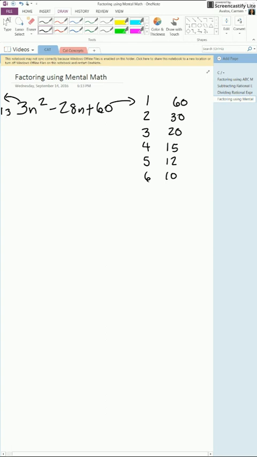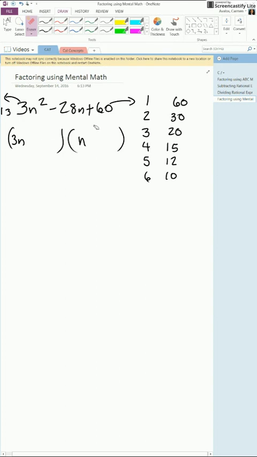Because 3 has only those factors, I know that one of them has to be 3n and the other one has to be n. When I distribute at the end, that 3n is multiplied times this n, which is going to give me the 3n squared.